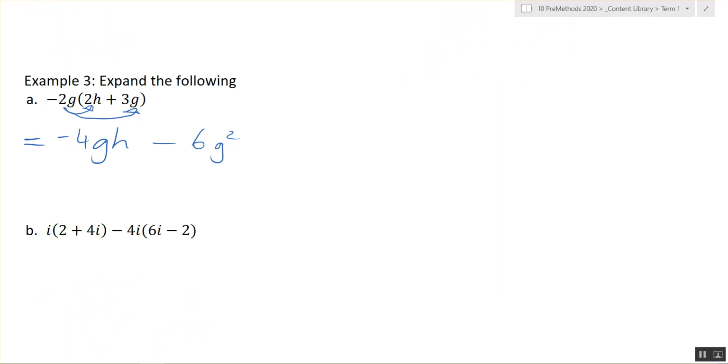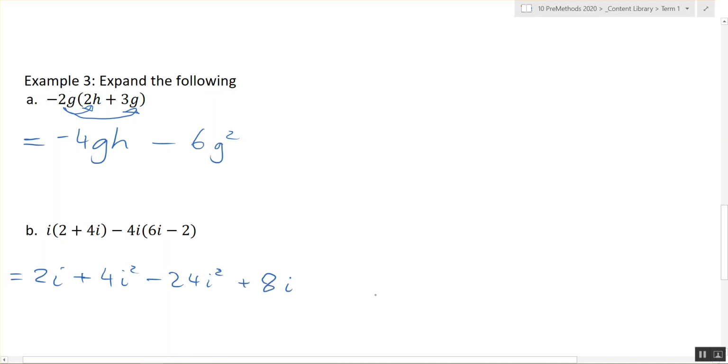Alright, so what's the first part? Hands up, anyone? 2i plus 4i squared, and then minus someone else, plus 8i. Because you've got to take that and distribute that as well. Yeah? So a negative times a negative is a positive. Yep.